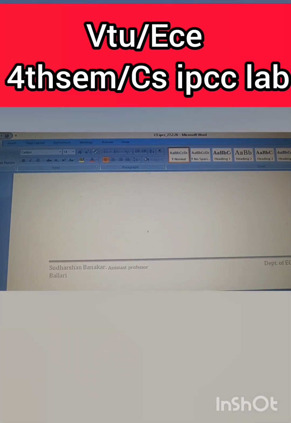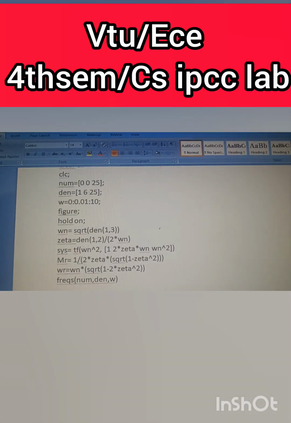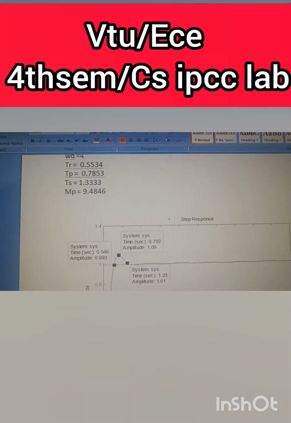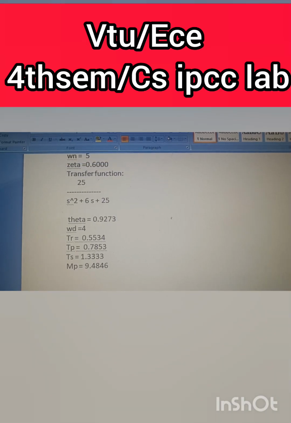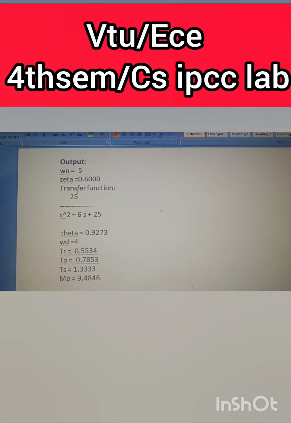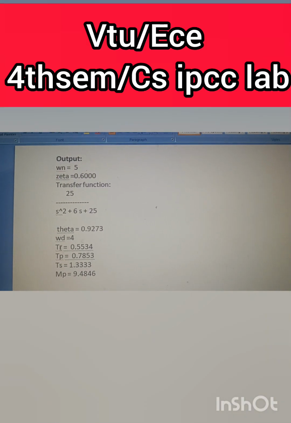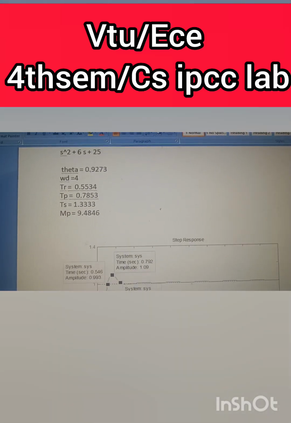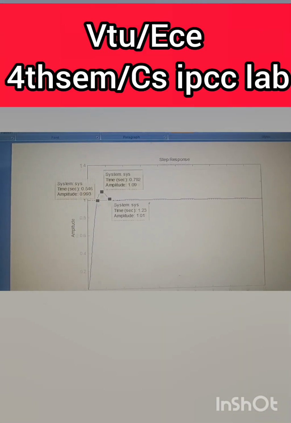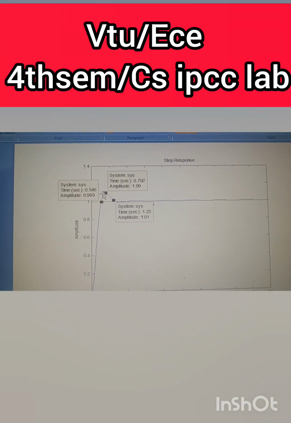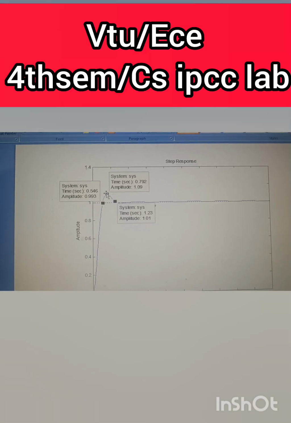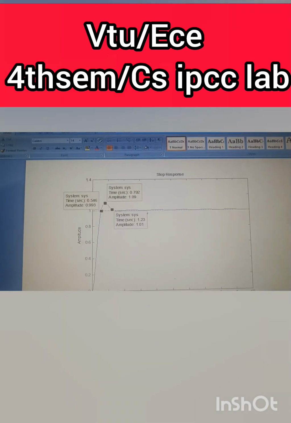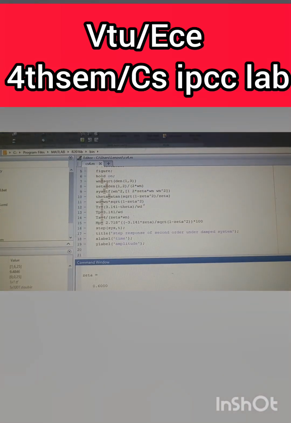So if you execute, the values are going to come like this: omega n, zeta, transfer function, theta, omega d, rise time, peak time, settling time, and peak overshoot. And since we have displayed the figure, the figure is going to come like this, showing the rise time, the maximum peak overshoot and the settling time. Here we should execute this with the help of MATLAB.